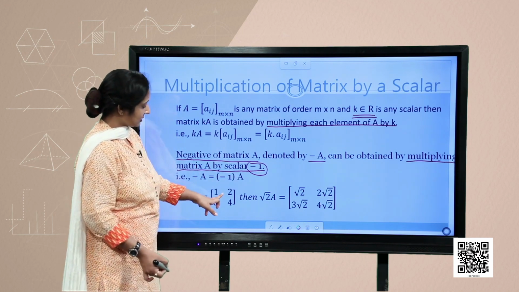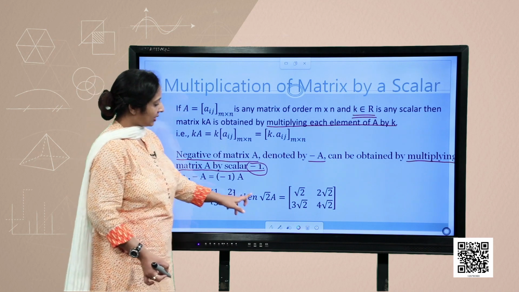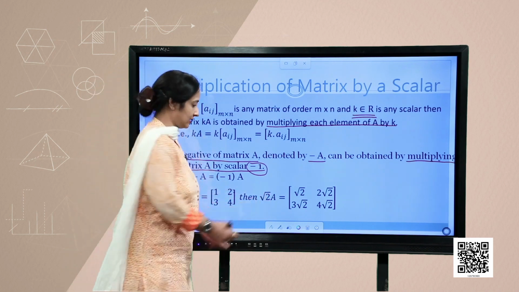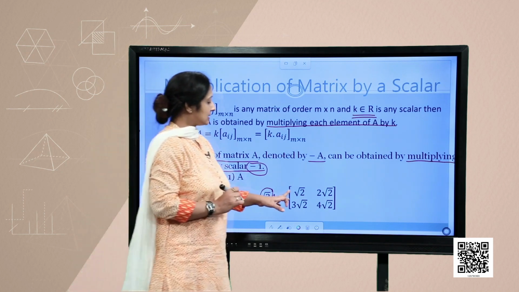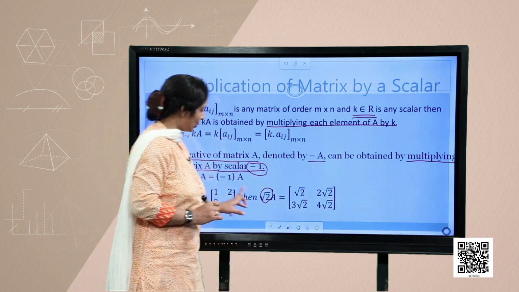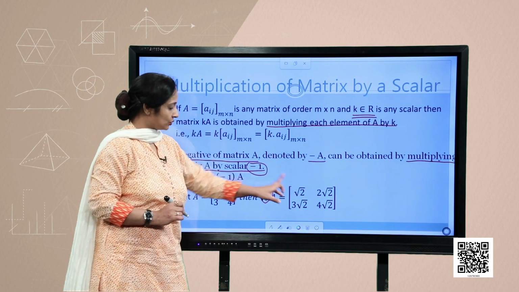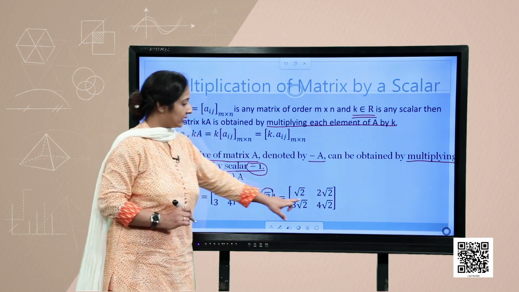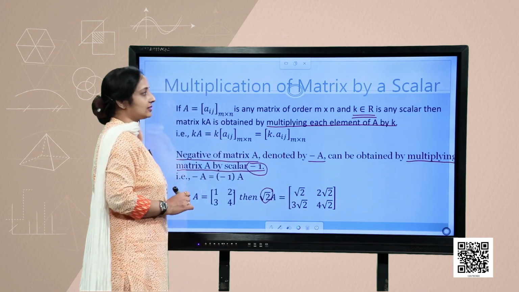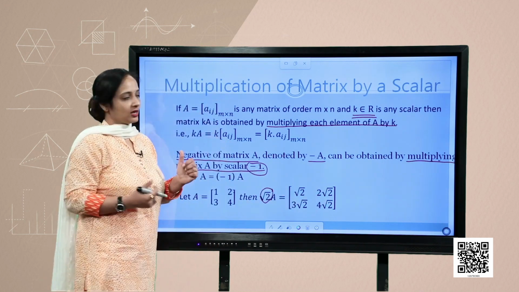If A is this matrix 1, 2, 3, 4, then root 2A, root 2 is a scalar here. So, when you multiply root 2 and matrix A, you will get all the elements 1 root 2, 2 multiplied by root 2, 3 root 2 and 4 root 2 as the scalar multiplication of matrix A.